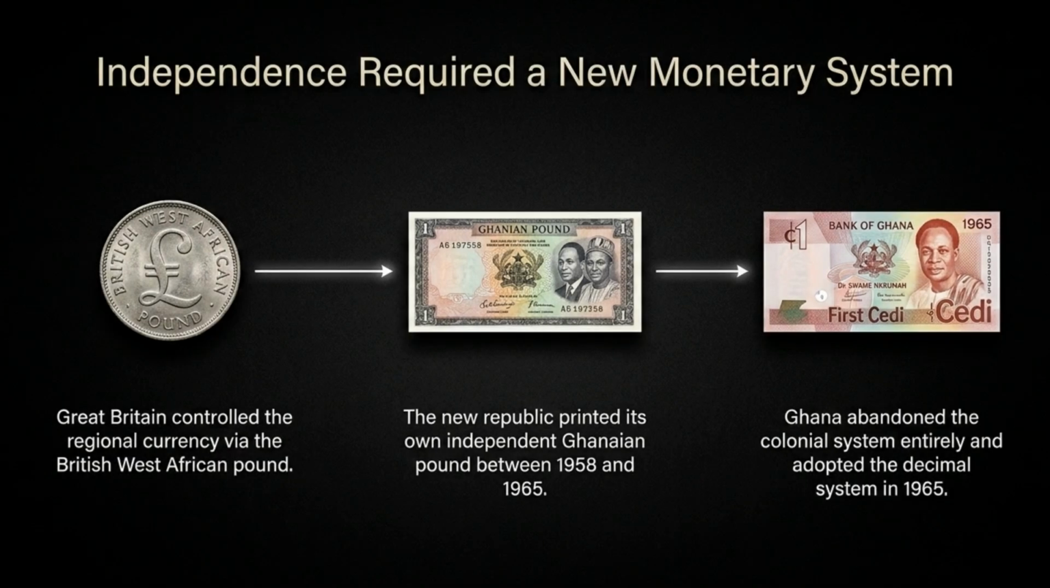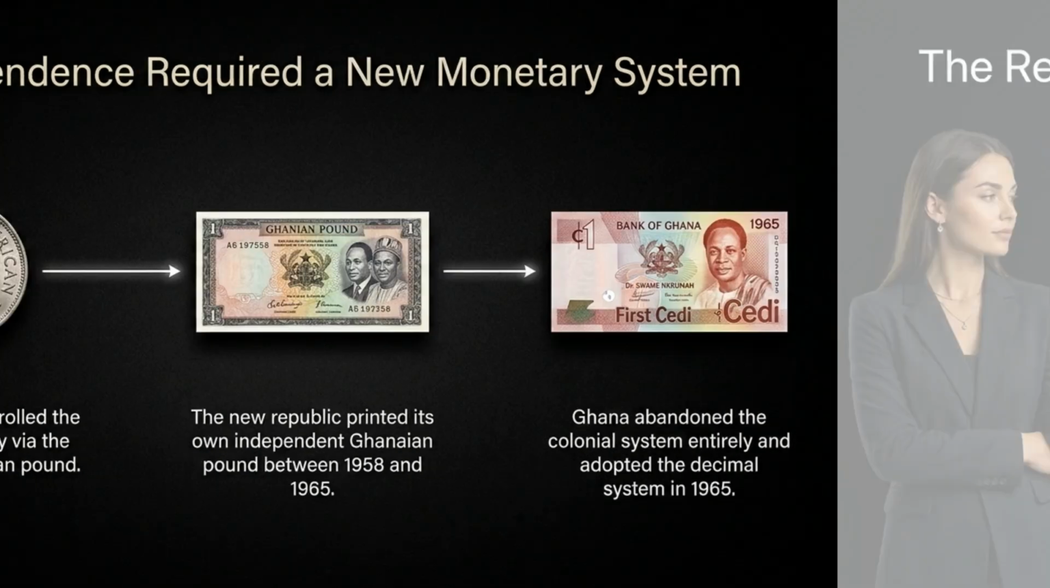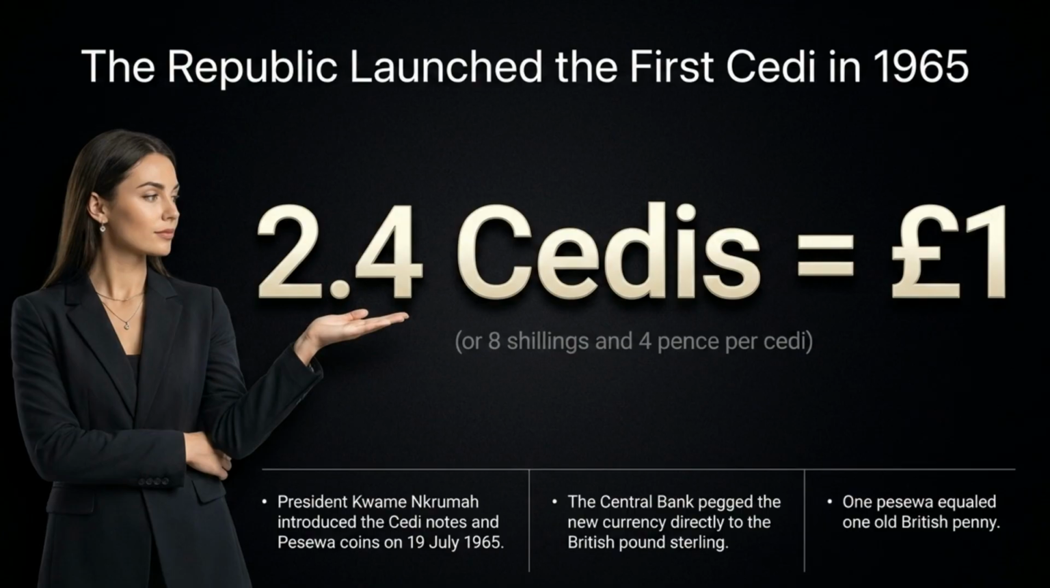Following independence, Ghana needed a new monetary system to replace the British West African pound. After using the Ghanaian pound for a short period, the nation adopted a decimal system in 1965. In July 1965, President Kwame Nkrumah introduced the First Cedi notes and pesewa coins. The currency was pegged to the British pound, with 1 pesewa equal to 1 old British penny.